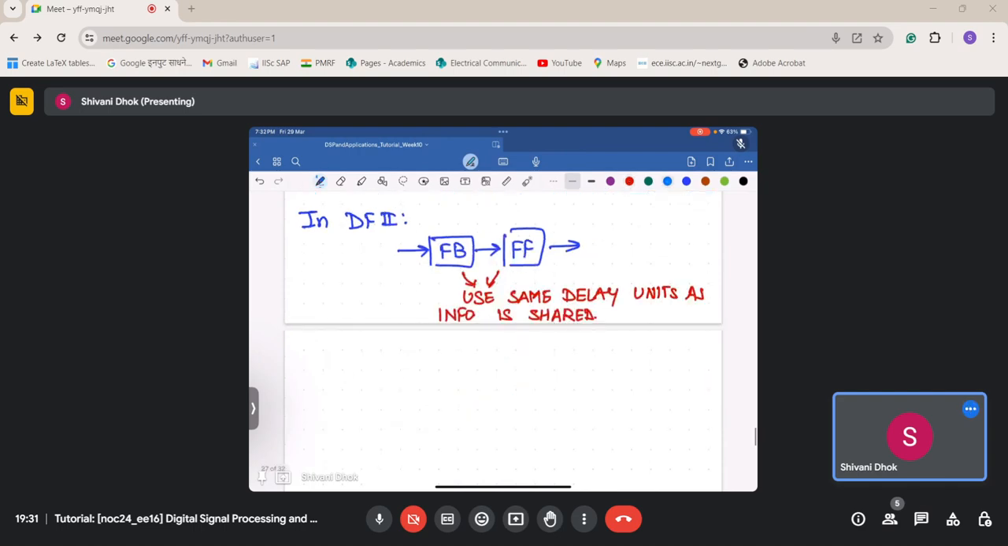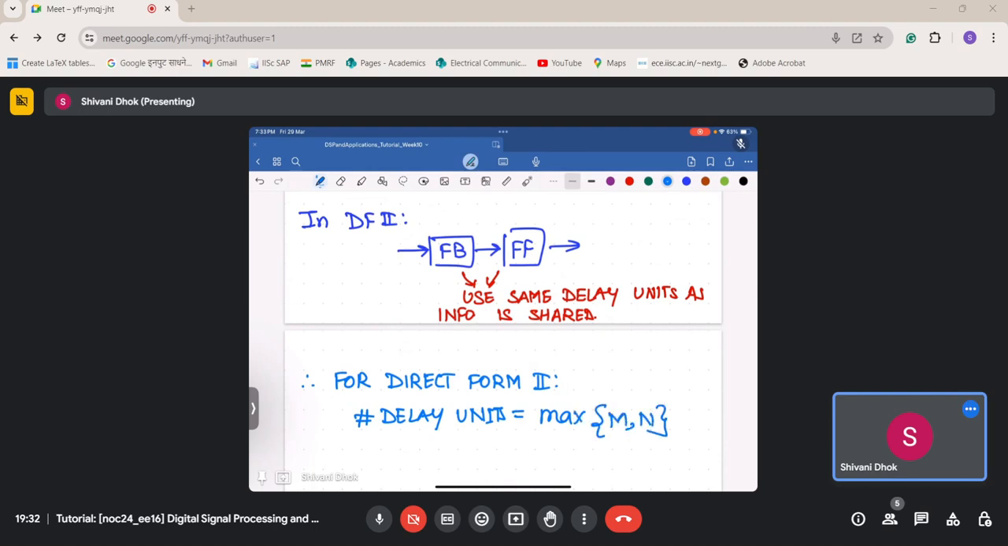So therefore, for direct form 2, the number of delay units is equal to max of m comma n. That you can see from any example which we have solved today. Any questions?